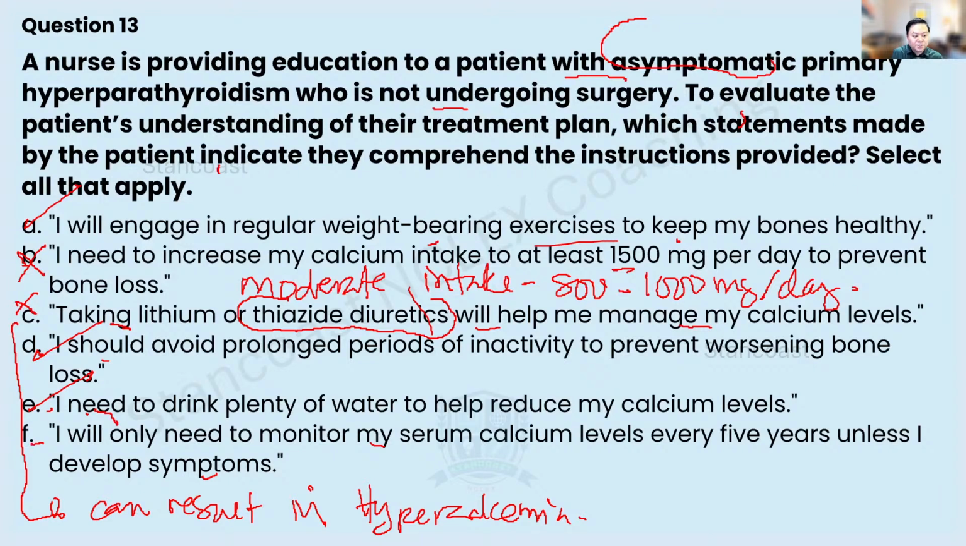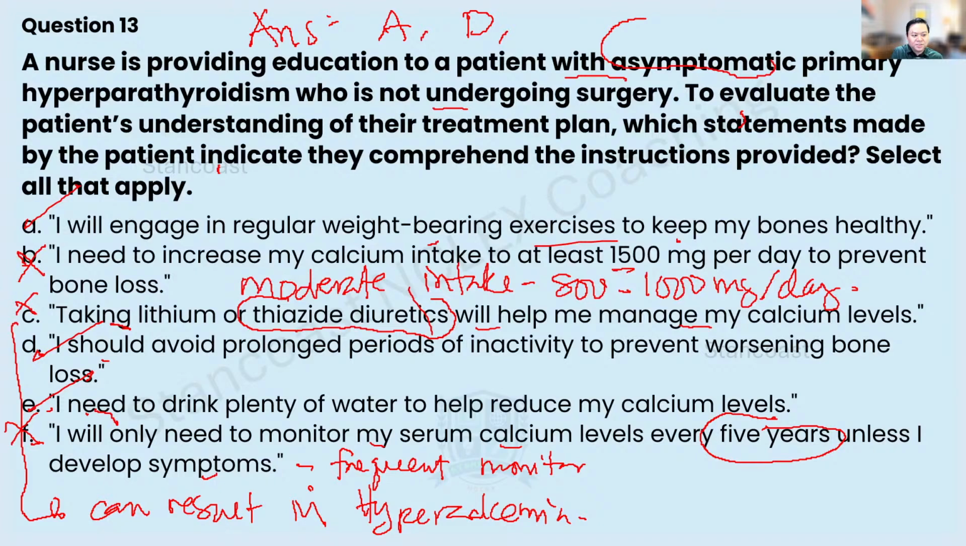If you answered letter F, I will only need to monitor my serum calcium levels every 5 years. That is way too long to wait to get your blood monitored. The answer should instead be frequent monitoring, not every 5 years. So we are not selecting letter F. Again, our correct answers here would be letter A, letter D, and letter E.